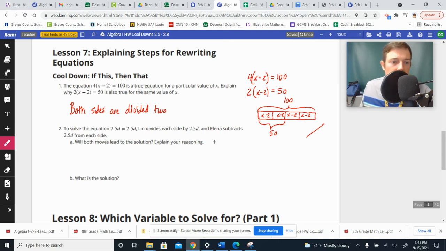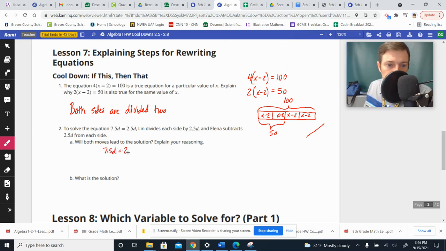Okay, let's look at number 2. To solve this equation, 7.5d equals 2.5d, Lynn is just going to divide each side by 2.5d. And Elena is going to subtract 2.5d from each side. Will both moves lead to a solution? Let's do them both and let's see.